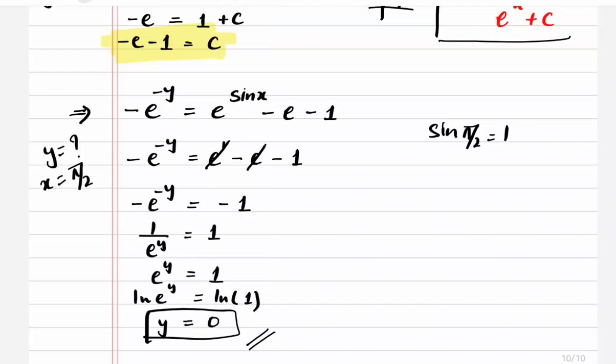It's strange, like when you get an answer of 0, you always have a question mark in your head. Why is the answer 0? But the answer is 0, and that is the correct answer.